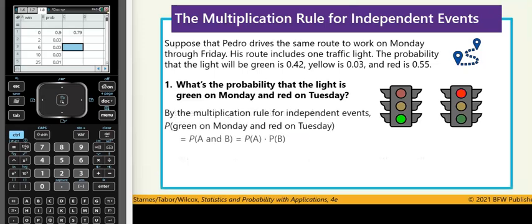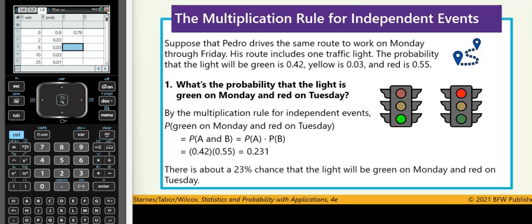So by the multiplication rule, we can say probability of A times B. So in this case, 0.42 times 0.55 is 0.231. There's about a 23% chance the light will be green on Monday and red on Tuesday. So these kinds of questions are asking that we want both of those things to happen.